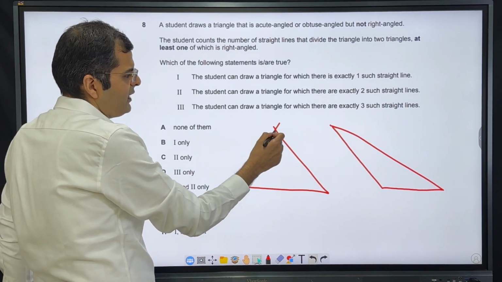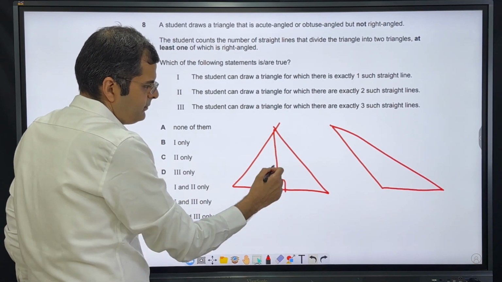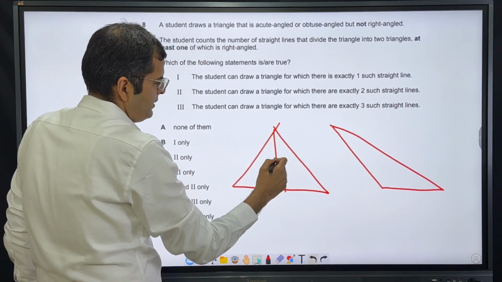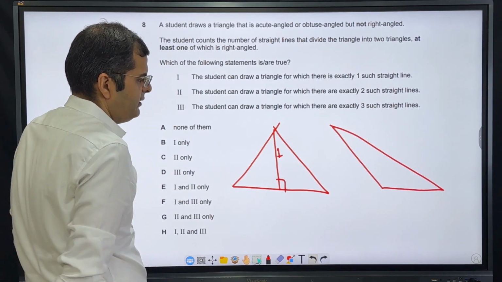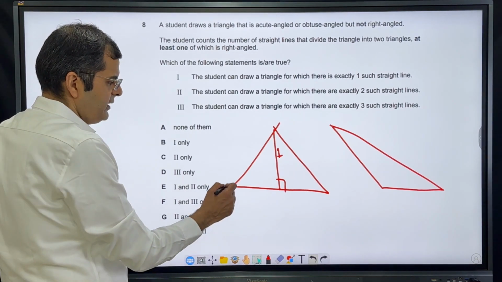So in the case of an acute angle triangle, I can draw this line 1, with red I am drawing. Let me call it line 1. It is dividing this triangle into two right angle triangles. So it is possible here.